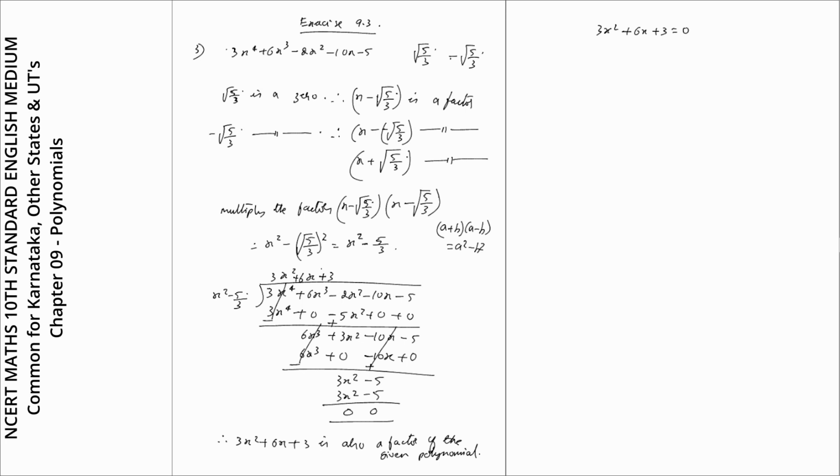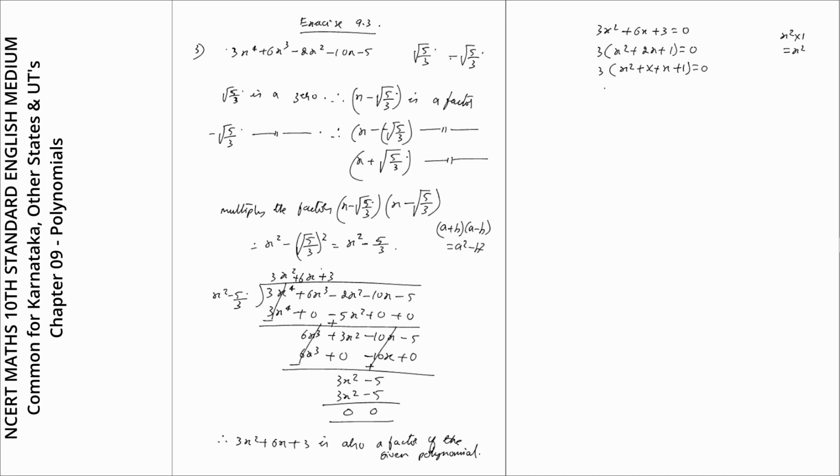So now I'll take 3 common here. So x square plus 3 2s are 6, 2x plus 1 is equal to 0. Now 3, x square, I'll split the middle term. I can write it as plus x plus x, so x plus x is 2x and x into x is x square. So first term is x square, last term is 1. So middle term, if I multiply, I should get x square. So x into x is x square, plus 1 is equal to 0.